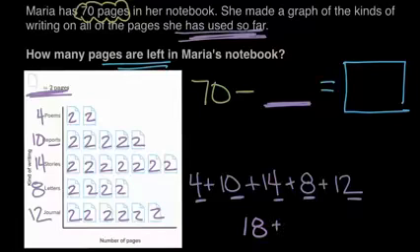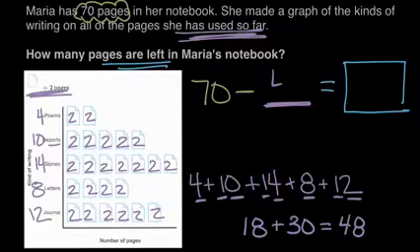Plus, now let's add our tens. 1 ten plus another 10 is 2 tens, or 20. Plus 1 more 10 is 3 tens, or 30. So she used 18 ones plus 3 tens, so 18 plus 30 pages, which is a total of 48 pages. She's used 48 pages so far. So if we take those 48 away from 70, we'll know how many pages are left.